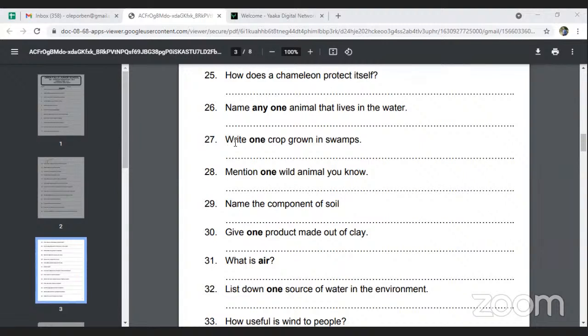And number 27 says, write one crop grown in swamps. One crop grown in swamps. Asante. Teacher, is there even any plant grown in swamps? I think rice. Rice, correct. You have rice, you have yams, you have millet. Those ones are grown in swamps.